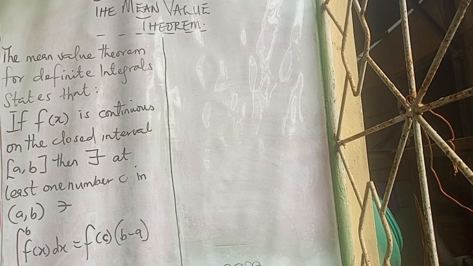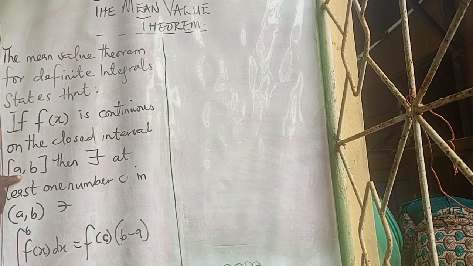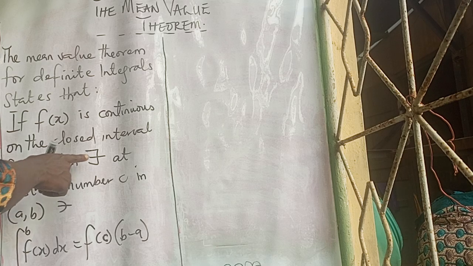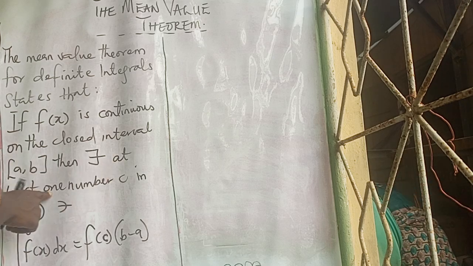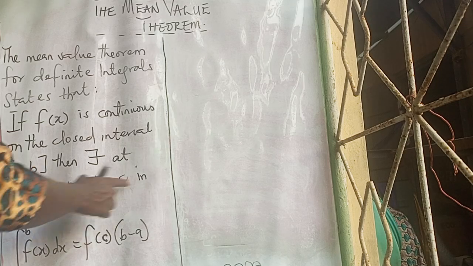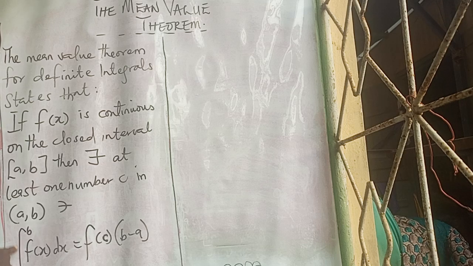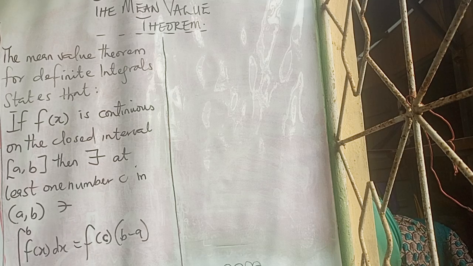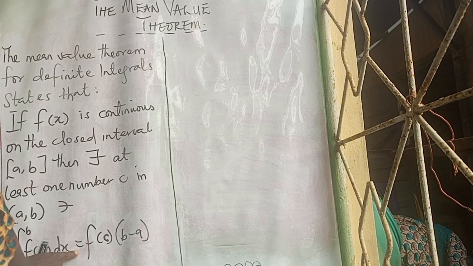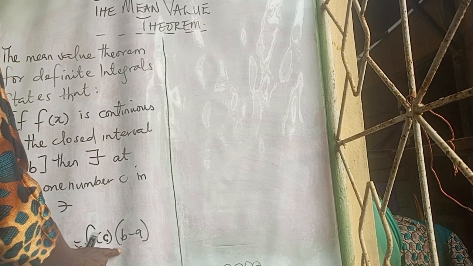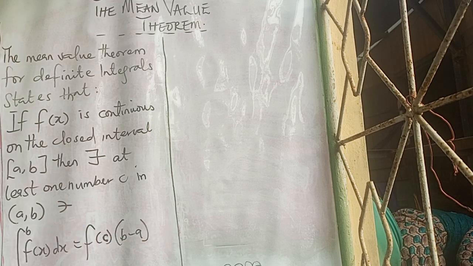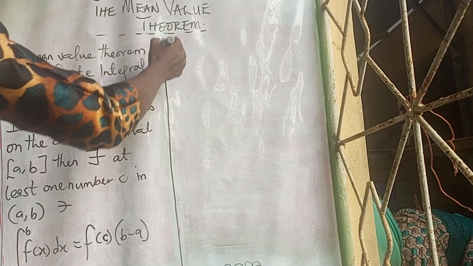The mean value theorem for definite integral states that if f of x is continuous on the closed interval [a, b], then there exists at least one number c in the open interval (a, b) such that the integral of f of x dx from a to b is equal to f of c times (b minus a). f of x is continuous. We will try to prove it now.